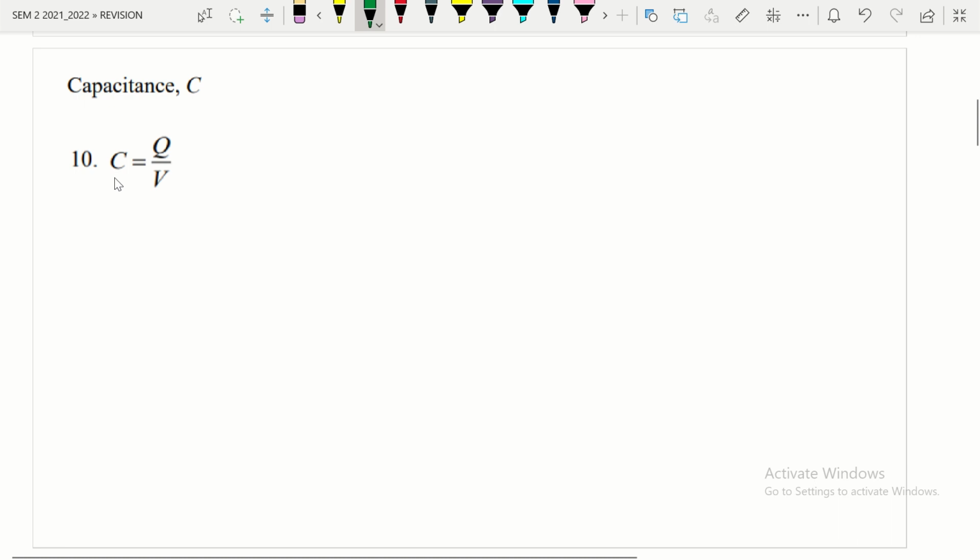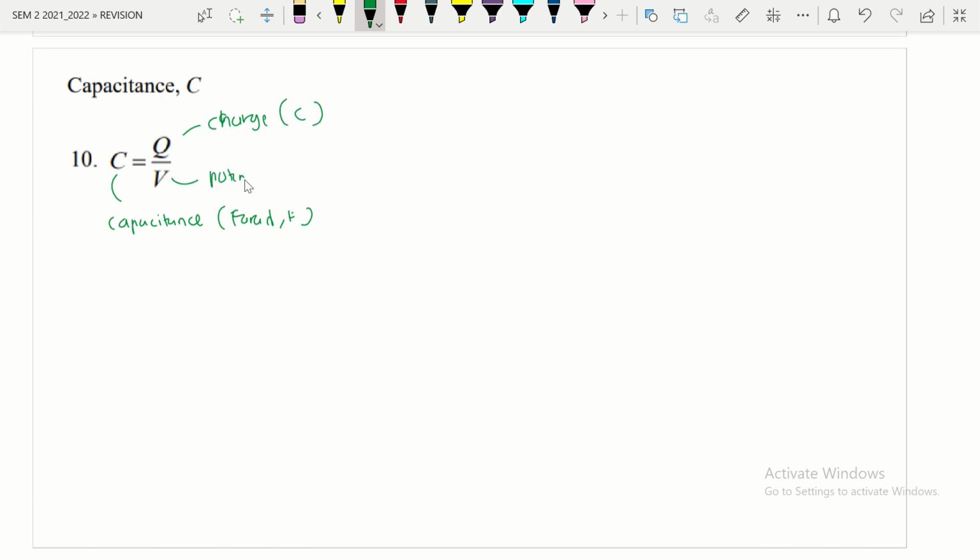So, where C is the capacitance. Okay, apakah unit untuk capacitance? Very, very important. Unit dia adalah farad, F. And Q is the charge. Dan kita tahu unit untuk charge adalah coulomb. Dan V adalah potential difference. And unit untuk potential difference adalah V. So, you need to know unit dia. Please get your unit correct.